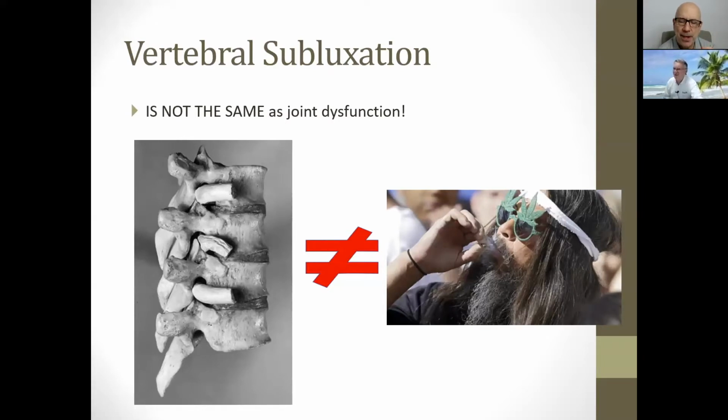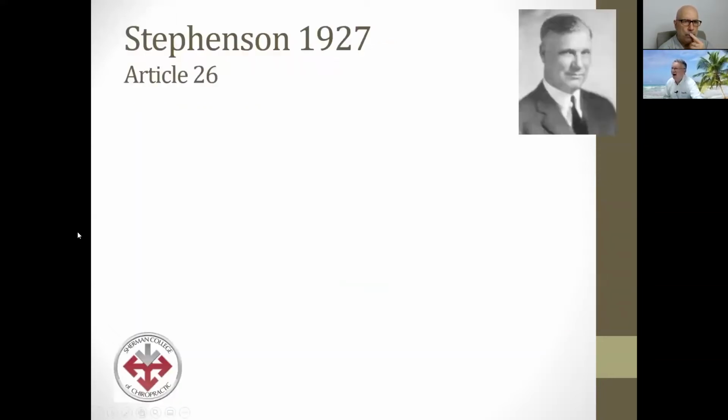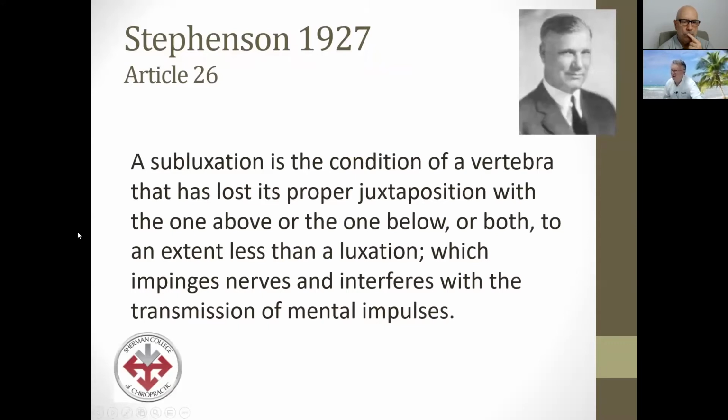So do we have a definitive definition of subluxation? Well, we have several possibilities. Back in 1927, Stevenson defined subluxation as the condition of a vertebra that has lost its proper juxtaposition with the one above, the one below, or both to an extent less than a luxation, which impinges nerves and interferes with the transmission of mental impulses.